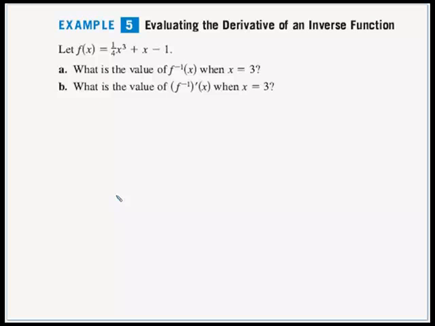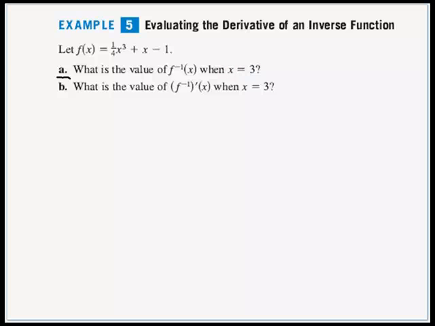And we'll see that play out in example 5 here. So we have our given function, f of x is 1/4 x to the third plus x minus 1. And in part A, they're asking us, what is the value of the inverse when x is equal to 3?